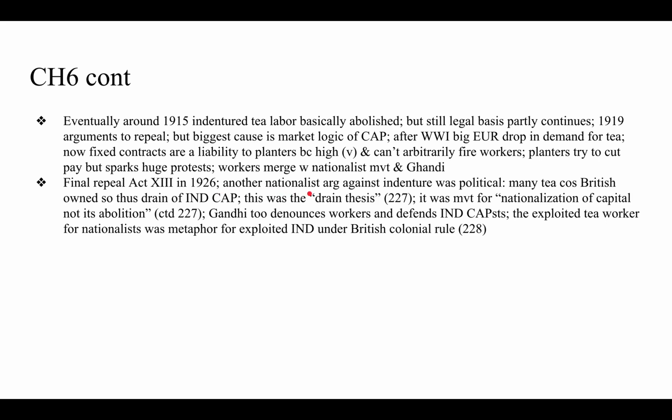And in addition to these other demands of capital, another nationalist argument used against indentured labor was political. Many tea companies were British, and so there was thus a drain of Indian capital. And this was the drain thesis. So really, in this sense as well, what the abolitionist movement was about was advocating the nationalization of capital and not its abolition. And Gandhi, too, even denounced tea workers and defended Indian capitalists. The exploited tea worker for nationalists in the end ultimately was just a metaphor for exploited India under British colonial rule. But again, these elite nationalists are not concerned with eliminating capital. They just want to shift the hands of capital from British colonialists to Indian capitalists.